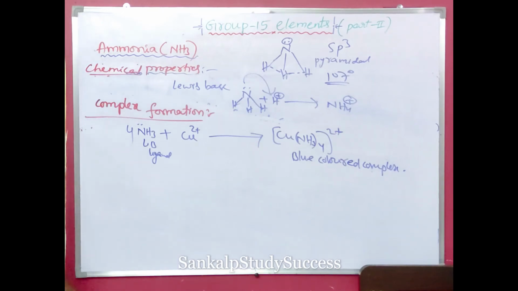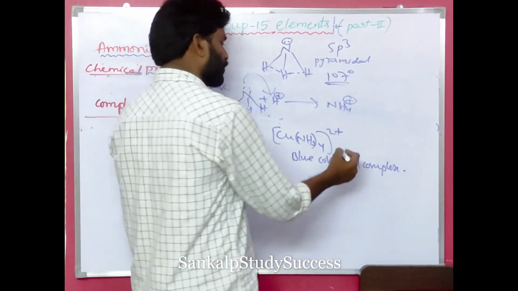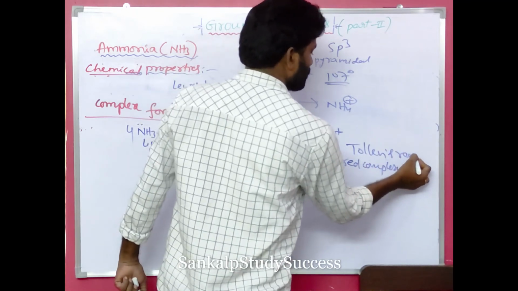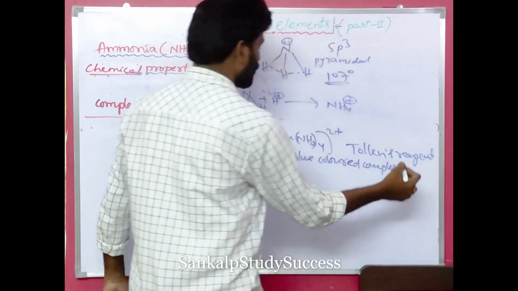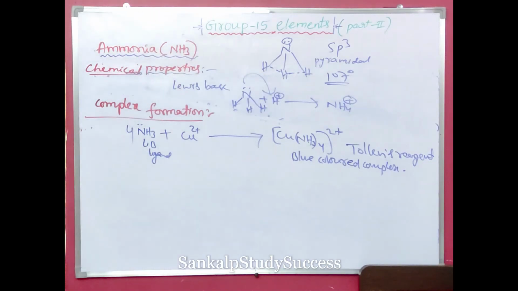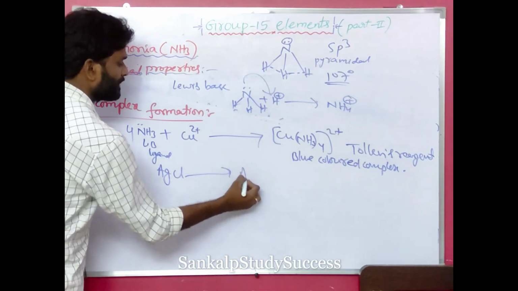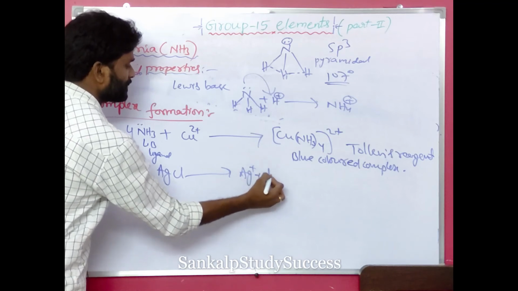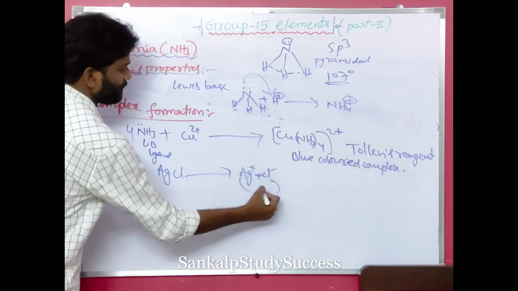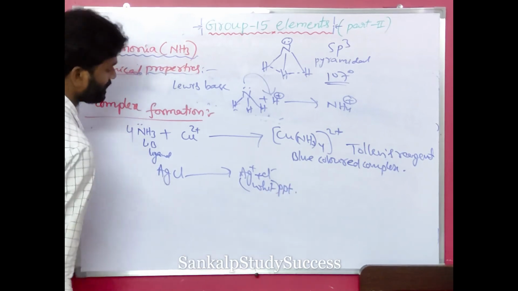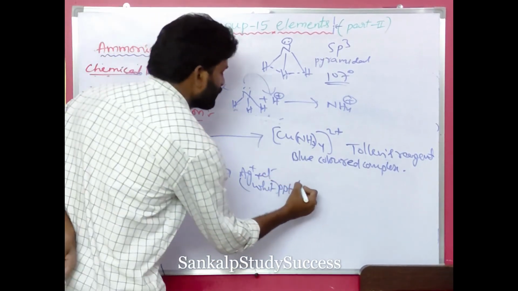Similarly, this is also Tollens reagent. Ammoniacal silver nitrate is said to be Tollens reagent. We know that AgCl can be ionized to Ag+ and Cl-. So this is the white precipitate. It is insoluble in water.